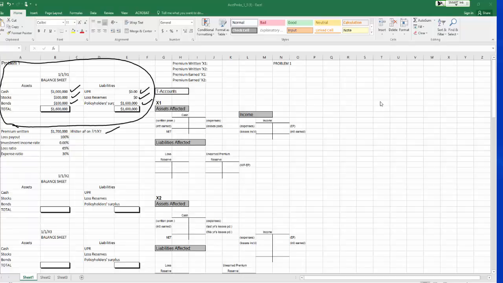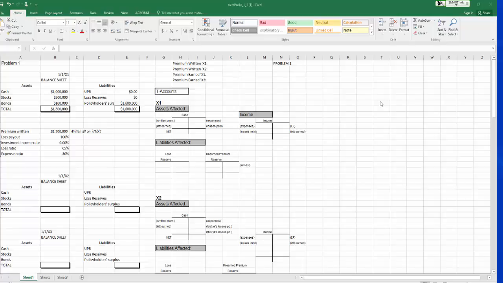So over the first year, they write $1.7 million in this particular problem. And all of this in this problem is written on 7/1/X1. For this problem, they will pay out all of their losses in the first year, 100%. And in this case, we will ignore any investment earnings, but we will add that in subsequent problems. We also have a loss ratio of 65%, which we will always have some percentage here, and an expense ratio of 30%.